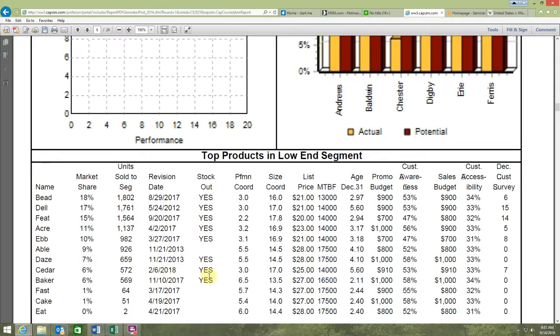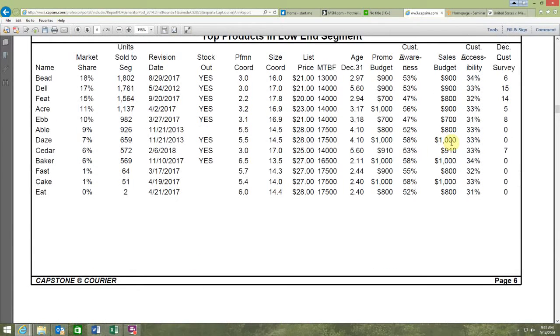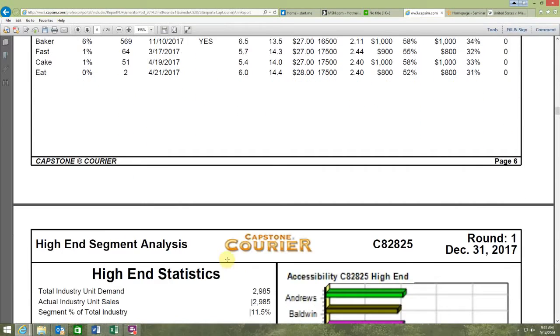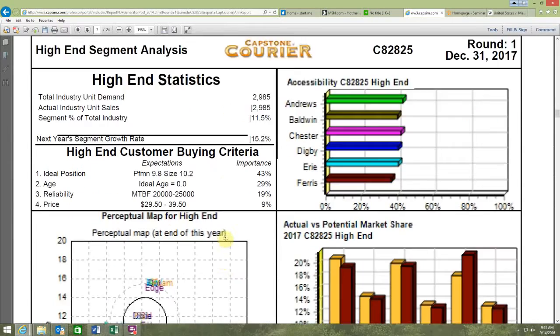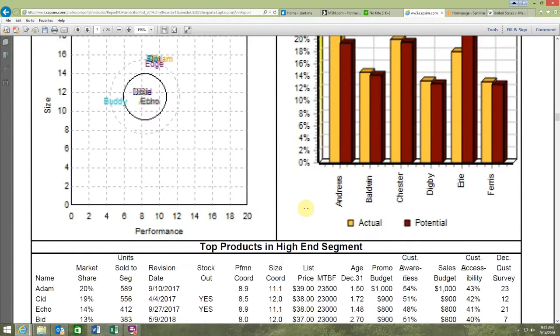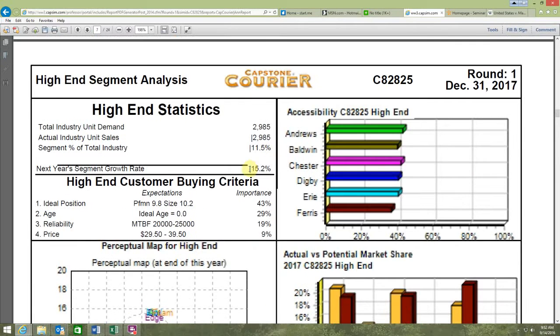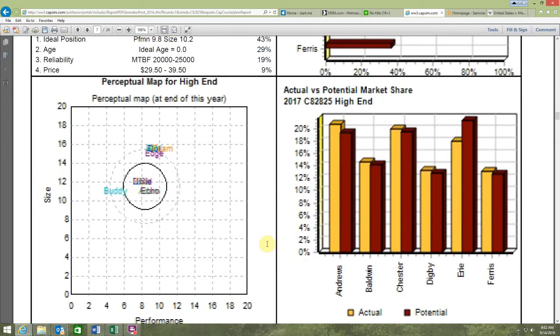And thus a kind of low potential there. The December customer survey is a 7, but nobody's really in good shape there. High end, a little bit there. Again, pay a lot of attention to the customer buying criteria. Remember too that each segment's growth is completely different. Look at the high end growing at 15.2%.